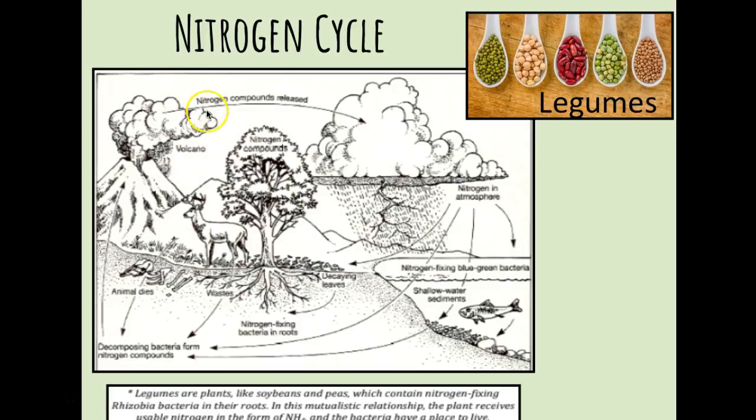Nitrogen is going to be released from volcanic activity. Again, nitrogen is going to be released from decaying organisms. So there's a lot of different ways that nitrogen can be released into the atmosphere or into the soil even.